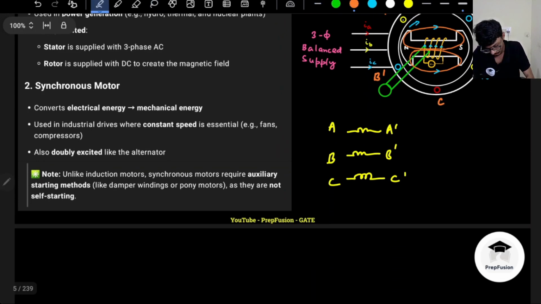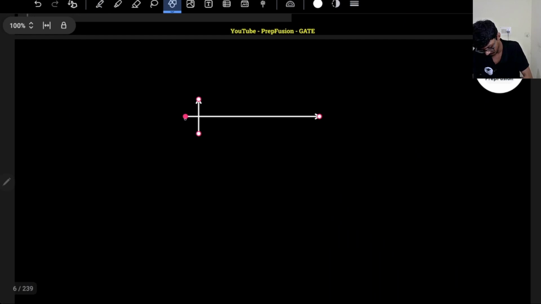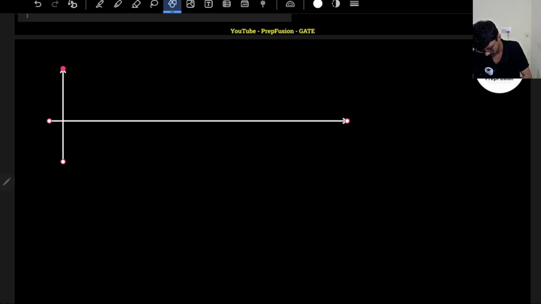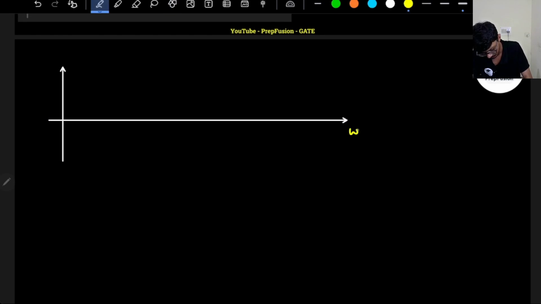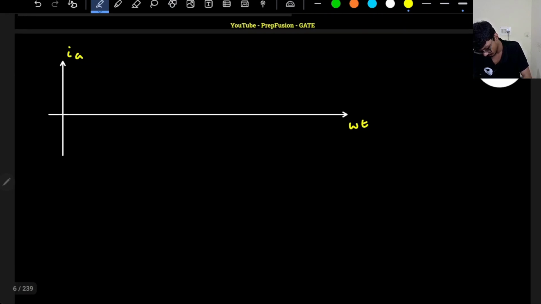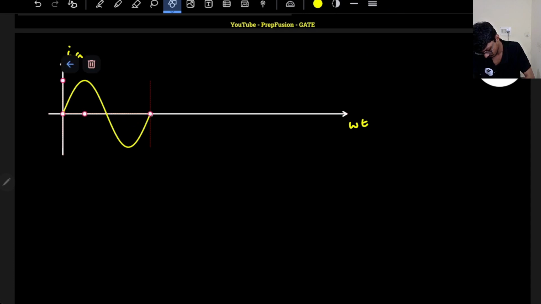So now let's understand the currents. I will explain the currents very quickly. I will just draw the sinusoidal waveforms, you will understand what I am speaking about. So let me draw the IA current with respect to time, omega t. That is fine. So this is the sine waveform of IA.